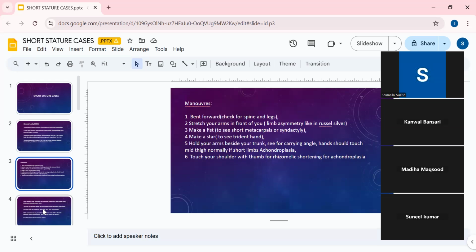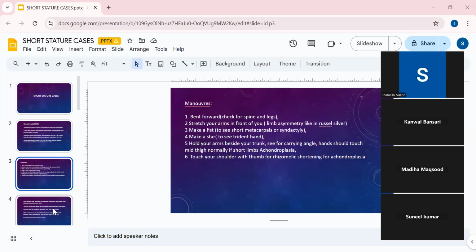So these are maneuvers, they carry marks, okay. So whenever you see a child with short stature, after you do your 4Ds, scan the patient from front to back, ask him to bend forward, then to stand straight, okay. Look at the outstretched hands for any limb asymmetry, ask him to make a fist, ask him to make a star, okay. Then he can leave his hands beside his trunk to look where the length of the hands are reaching, and also to look at the carrying angle. And then you will ask him to touch the shoulders with the thumb to look for rhizomelic, mesomelic, or acromelic shortening. So these are the maneuvers that you will do.